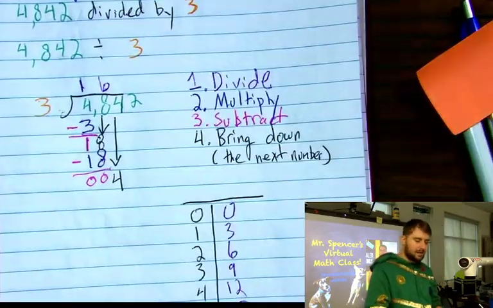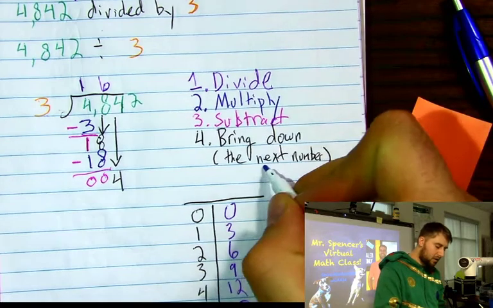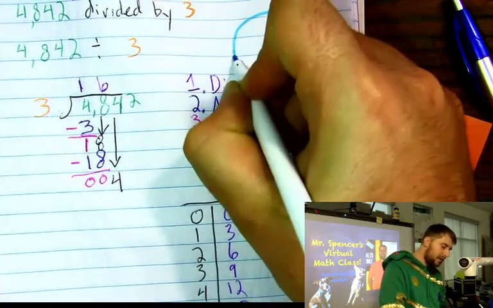Oh, one thing I forgot to do is I like to draw in a little arrow after step 4. So we just go ahead and repeat.